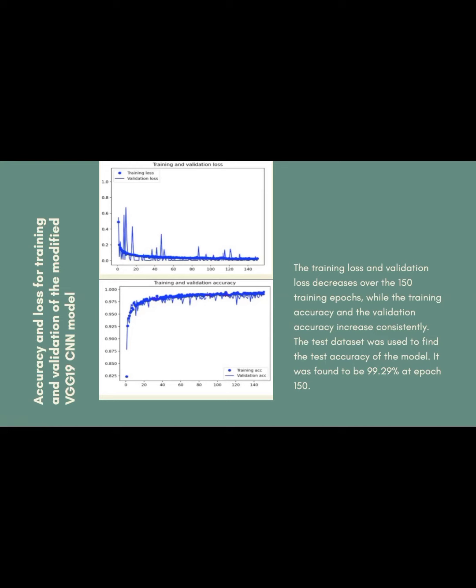The training loss and validation loss decrease over the 115 training epochs, while the training accuracy and validation accuracy increase constantly. The dataset was used to find the test accuracy of the model. It was found to be 99.29% at epoch 150.